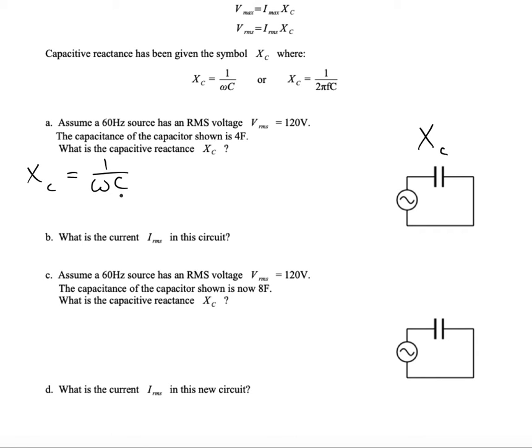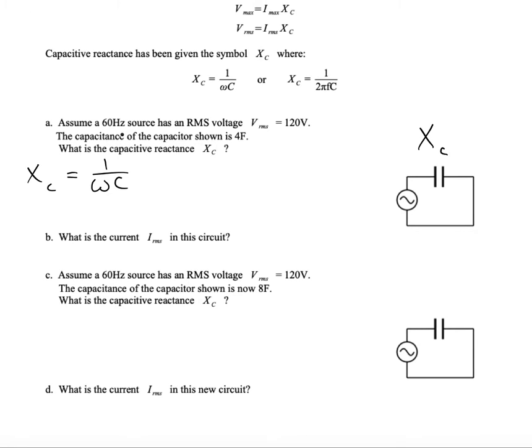C, of course, is the capacitance of the capacitor, and omega is going to be a property of the circuit itself, the angular frequency with which it is oscillating. We can see here that the larger the angular frequency, the smaller the capacitive reactance. In other words, the slower that the circuit is oscillating, the more resistance there will be to current flow by this capacitor. But the faster the oscillation of the current, the smaller the reactance will be.